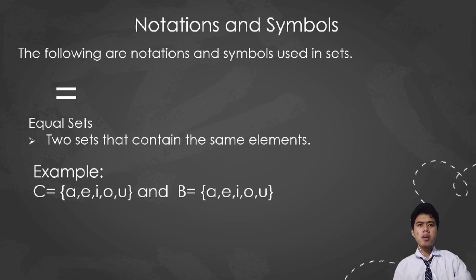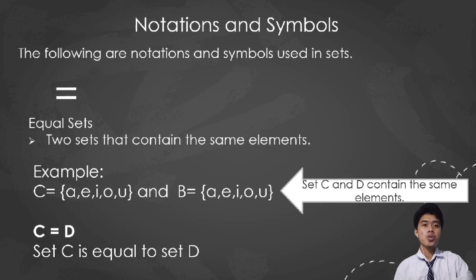Ibig sabihin, kung same element, syempre, same din yung number of elements. So example natin is set C is equal to A, E, I, O, U. And set D natin is A, E, I, O, U. Therefore, set C is equal to set D. Bakit? Yung set C and set D contain the same elements. So tandaan nyo lang, equal sets contain the same elements.